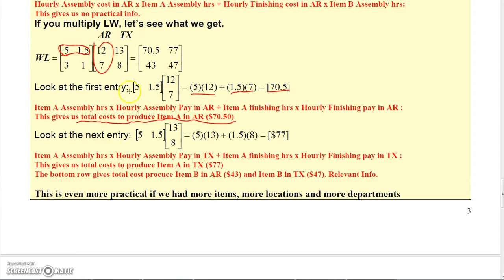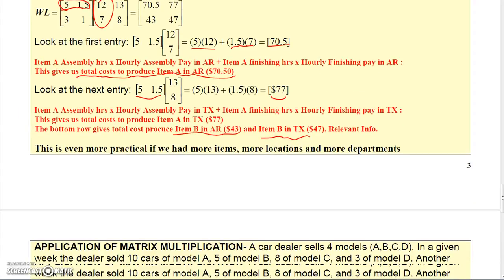And then if you multiply times the second column, it basically gives you the same thing, but for Texas. So 65 plus 12 would give you $77, and that's the total cost for item A in Texas. And if you do the bottom row, it'll give you the total cost for item B in Arkansas and the total cost for item B in Texas. So, good to know.